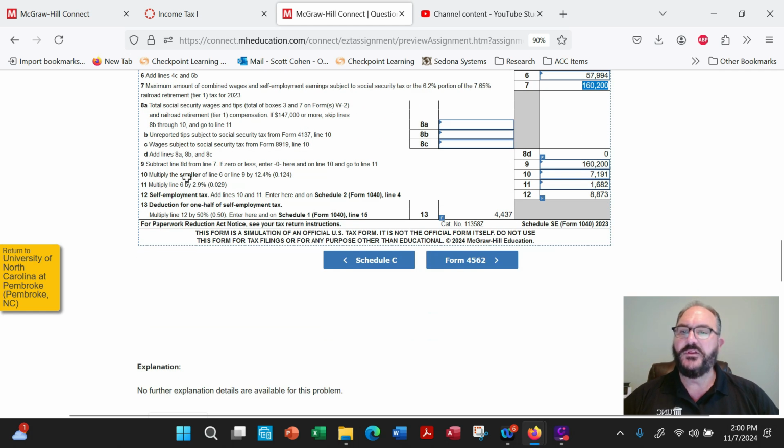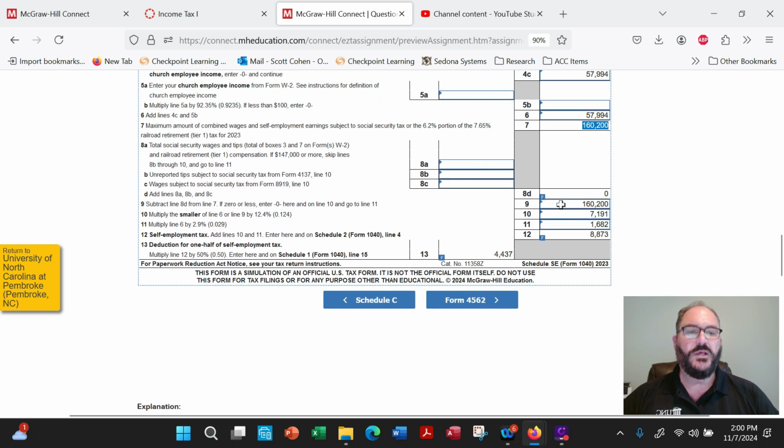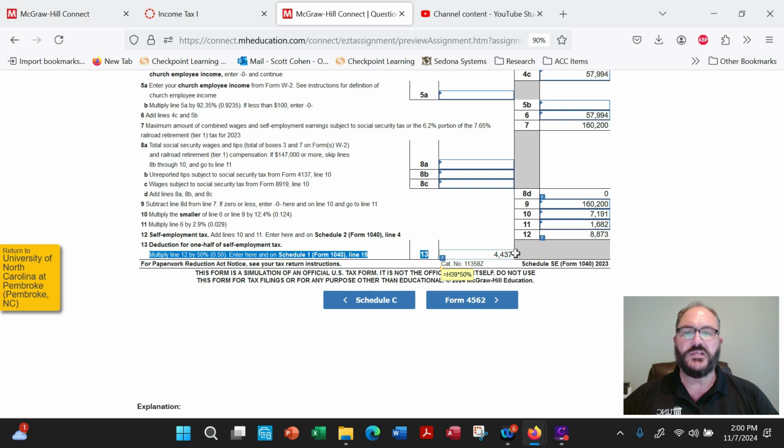And at the end of the day here, it says enter the smaller of 6 or 9, and multiply that by 12.4%. There you go. Take the same number, multiply it by 2.9%. There you go. So put that on Schedule 2, Form 1040, right? And it goes on Schedule 1, Form 1040, line 15 for 4437. That's going to be the deduction, and this is going to be the self-employment tax. So this is going to go on Schedule 2, and this is going to go on Schedule 1.